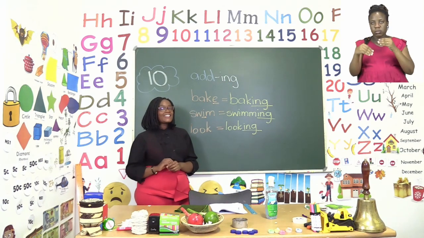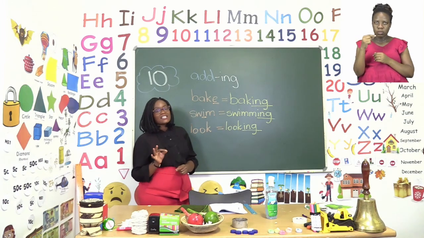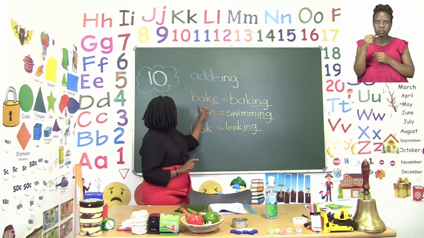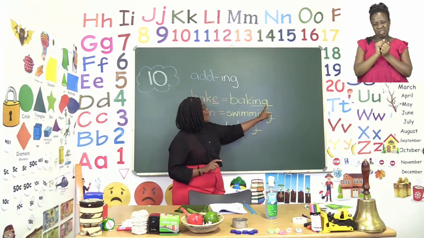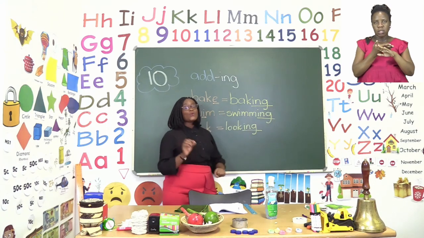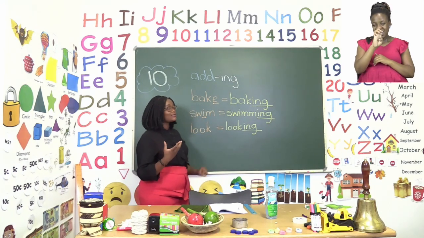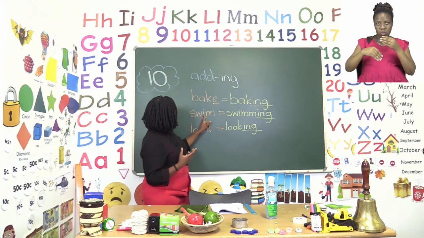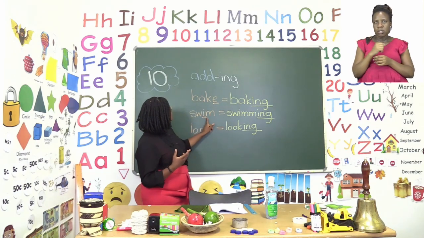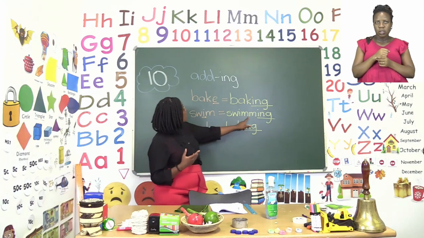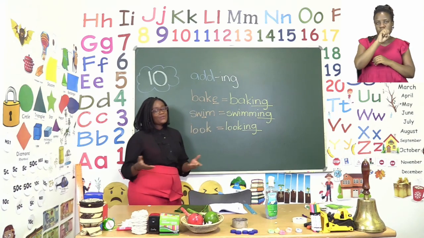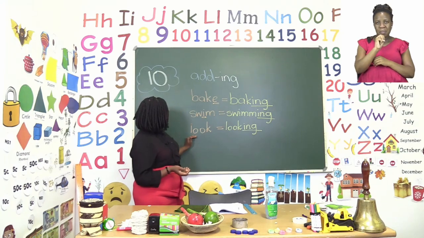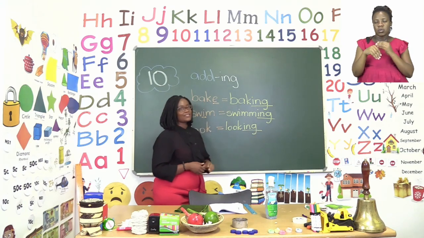But once we add ing, some words need to change a little bit more. For example, the word bake needs its E removed so that it can become baking. For words that have the vowel sound, like I for swimming, we can hear the vowel sound. We double the last letter and then add our ing. For most of them, they are regular, which means that we just take the word and then add our ing.